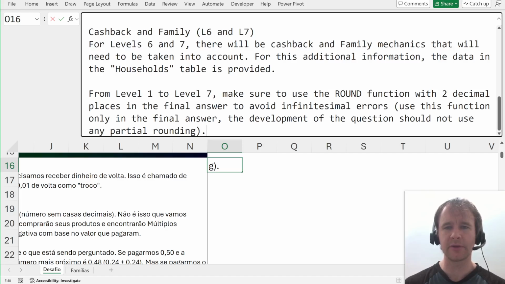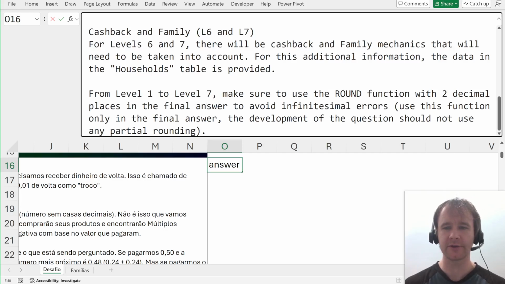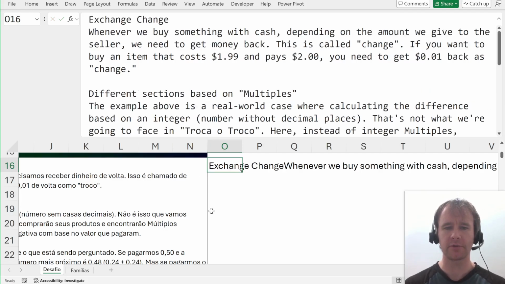And then additional instructions for cashback and family, level 6 and 7. For level 6 and 7, there will be cashback and family mechanics that will need to be taken into account. For this additional information, the data in the households tab is provided. So that's Familias over here. And then from level 1 to 7, make sure to use the round function with 2 decimal places in the final answer to avoid infinitesimal errors. I think this might have gone in part based on my feedback. Use this function only in the final answer. The development of the question should not use any partial rounding.